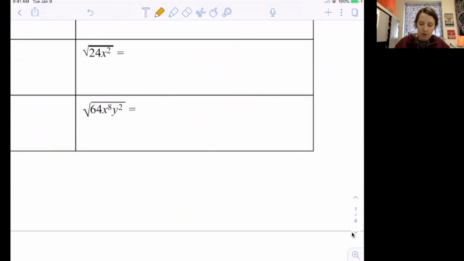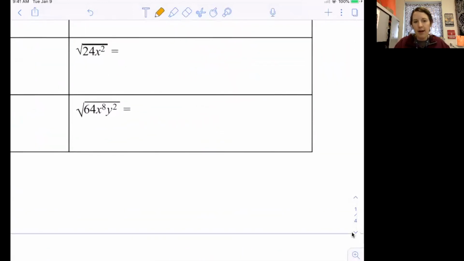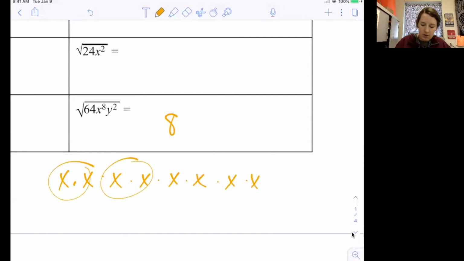Okay, I want to just look at one last one right here, the square root of 64x to the 8th y squared. So square root of 64 is 8, and then I have x to the 8th power. So you could list them all out, x times x times x times x times x times x times x times x. 1, 2, 3, 4, 5, 6, 7, 8. Okay, 1, 2, 3, 4. So on the outside, I have x times x times x times x, because I have 4 pairs, which is going to make x to the 4th power.